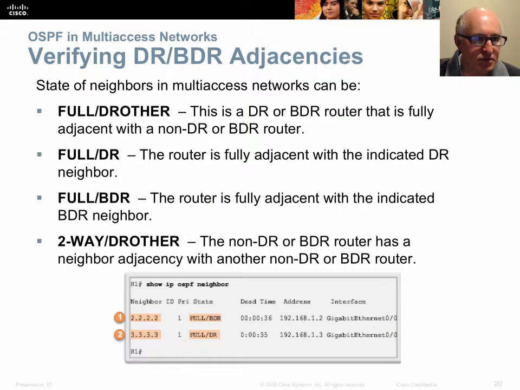Okay, then there are several types of adjacencies. You can have a full adjacency. And so a full DROther adjacency is a DR or BDR router that is fully adjacent to a non-DR or BDR router. Remember, there's three types of routers in a multi-access segment. And a full DR adjacency is a router that is fully adjacent with the indicated DR neighbor. You can have a full BDR, the router is fully adjacent with the indicated BDR neighbor. You can have a two-way DROther, the non-DR or BDR router has a neighbor adjacency with another non-DR or BDR router. Your book has some excellent examples of each of these.